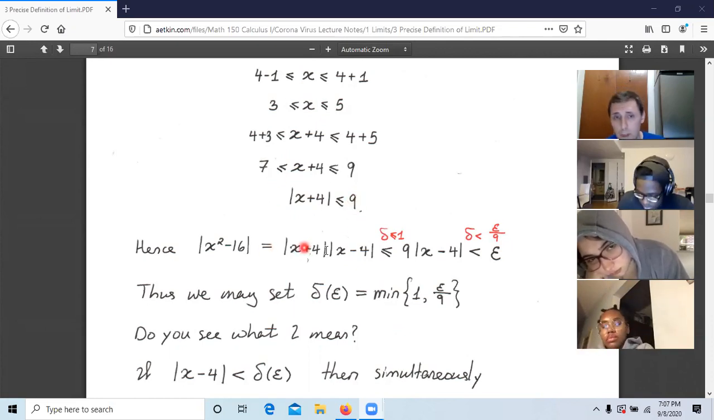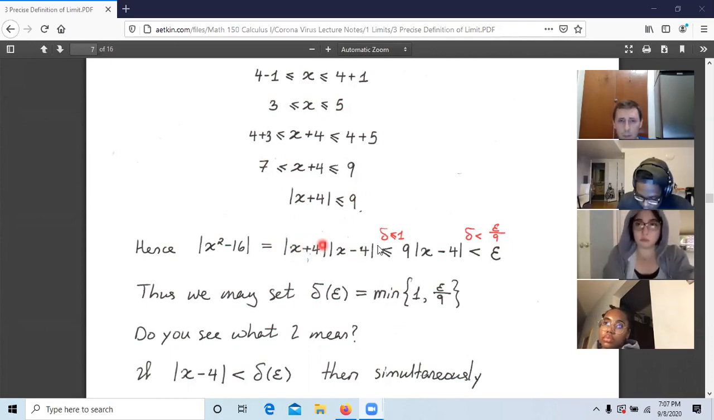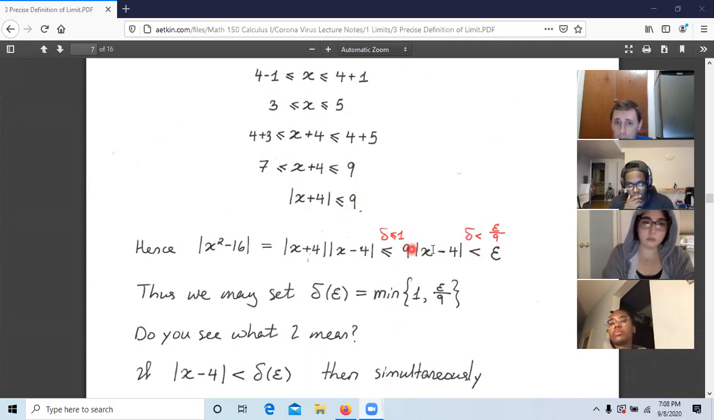It's smaller than 9. So if I go here, I can replace the smaller number by 9. X plus 4 is smaller than 9, basically, right? Or equal to it. So because delta is less than 1, I have the 9 here. And for this part to be smaller than epsilon, it means that x minus 4 has to be less than epsilon divided by 9. You see, so I have two inequalities. My pipe has to simultaneously be smaller than 1 and smaller than epsilon over 9. So I set delta of epsilon to be the minimum of 1 and epsilon over 9.